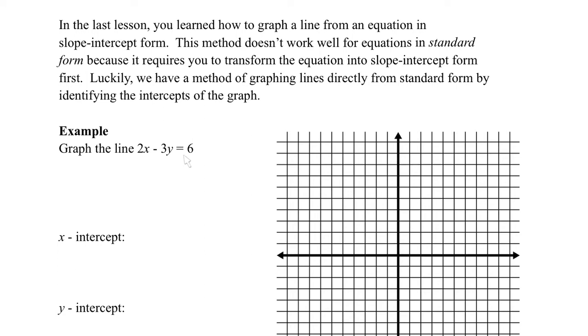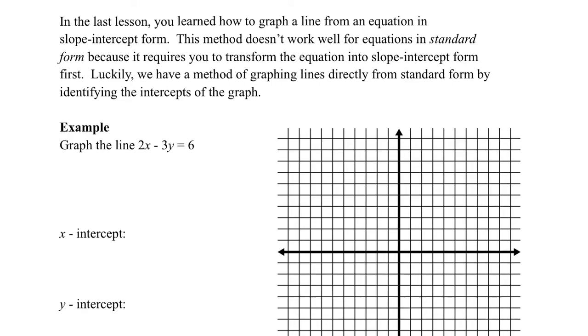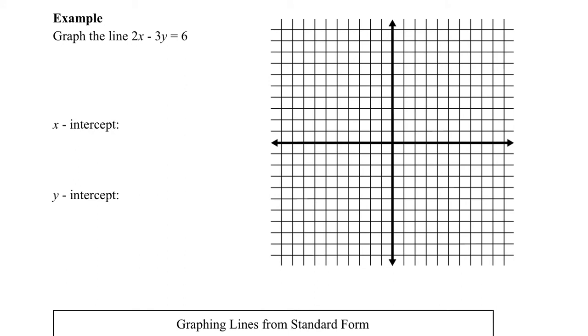If I gave you a line like this, if the equation was in this form, 2x minus 3y equals 6, you know from a couple of lessons ago, lesson number 17, that you have to transform this equation into y equals mx plus b in order to identify the slope and y-intercept. And that's a decent amount of work. So luckily we have a way to graph equations that are in standard form where it doesn't necessarily require you to change it into y equals mx plus b. And we do that by finding the intercepts.